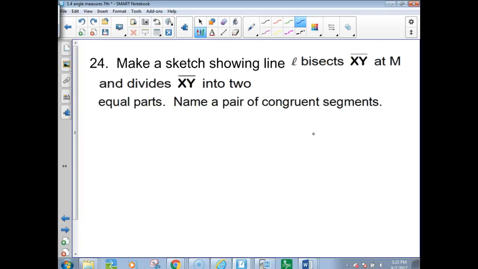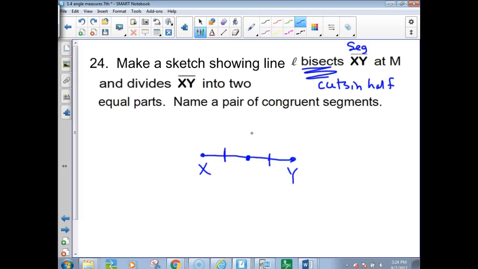Make a sketch showing line L bisects segment XY. Okay. We have to know this means segment. So I'm going to make a segment. Call it XY. And I have a line that's cutting it in half. That's what bisect means. Cuts in half. All right, so I'm going to find the middle of this and say this figure is going to equal this. And I'm going to make a line that goes through there and call it line L. It doesn't have to be at a right angle or any special angle. It just has to hit the middle. Cuts it into two equal parts.